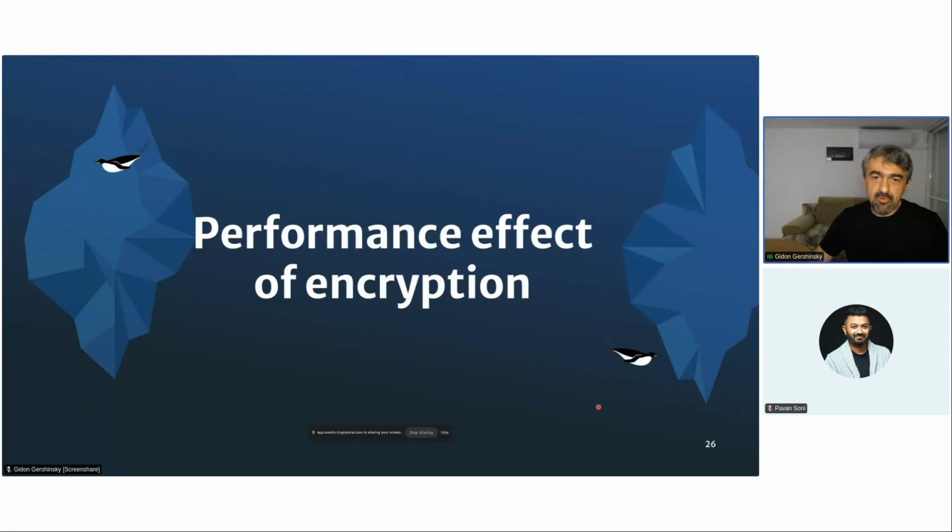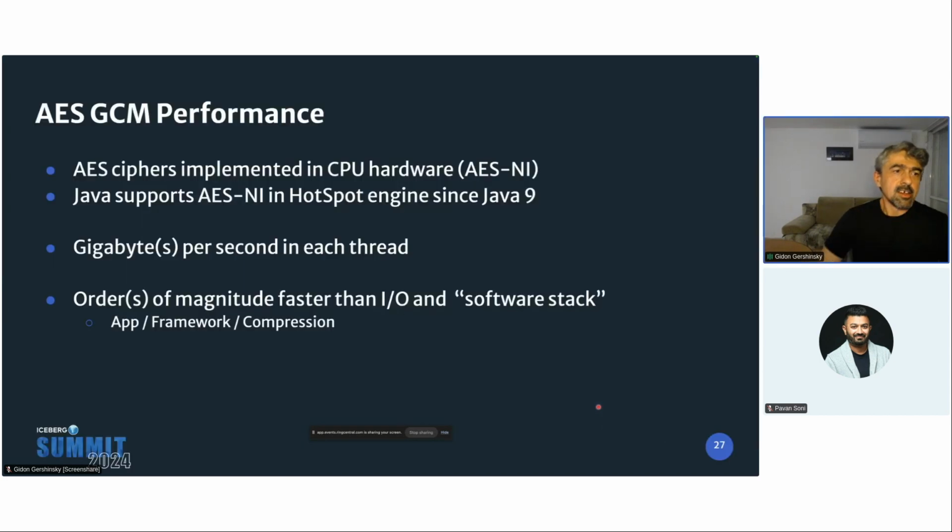Okay, so what is the performance effect of encryption? Starting with the raw AES-GCM performance, this cipher is so standard and so popular, it is actually implemented in the CPU hardware. All modern CPUs support something called AES-NI, the native interface. And Java supports AES-NI in the HotSpot engine for a long time now.